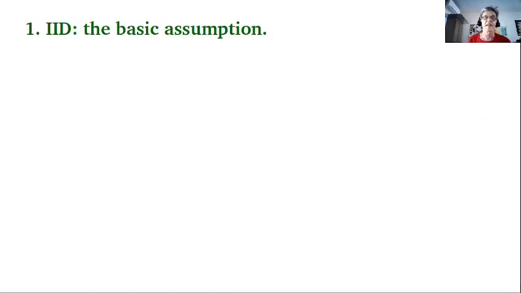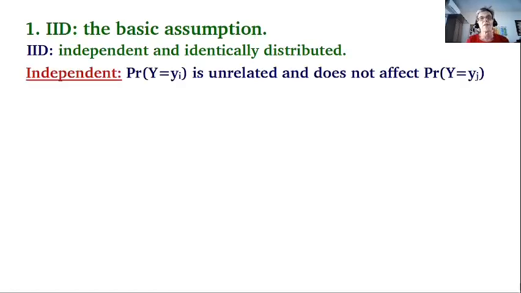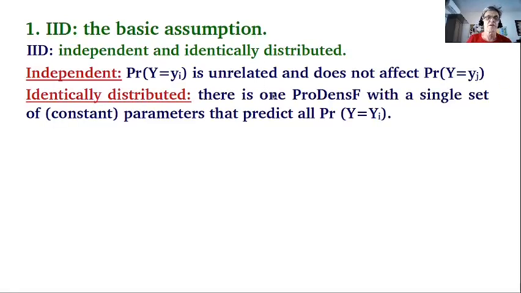So the IID assumption. IID means independent and identically distributed. Let's take a closer look at what this means. Independent means that the probability of observing a given value of the response variable y sub i is unrelated to and does not affect the probability of observing any other value y sub j. Identically distributed means that there is one single probability density function with a single set of constant parameters that would be used to predict the probability of obtaining all possible values of the response variable.